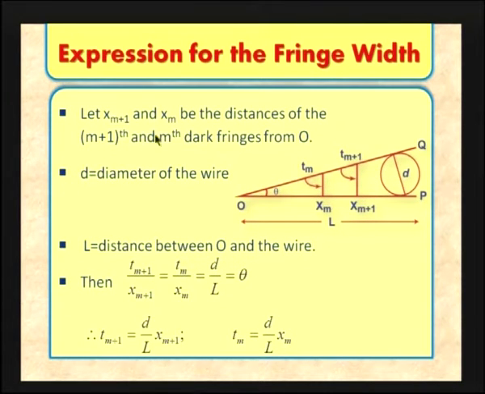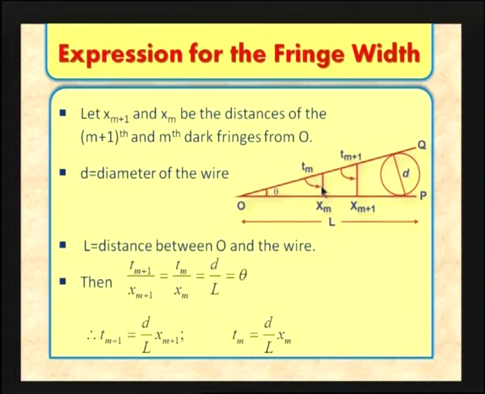You have here the mth dark band, m plus 1th dark band, d is the diameter. Now, T m plus 1 divided by x m plus 1 will obviously also be equal to T m divided by x m. The angle that is obtained is the same. So, whether you correspond to T m plus 1 or T m, the thickness of the air gap corresponding to the m plus 1th dark band, or the thickness of the air gap corresponding to the mth dark band.